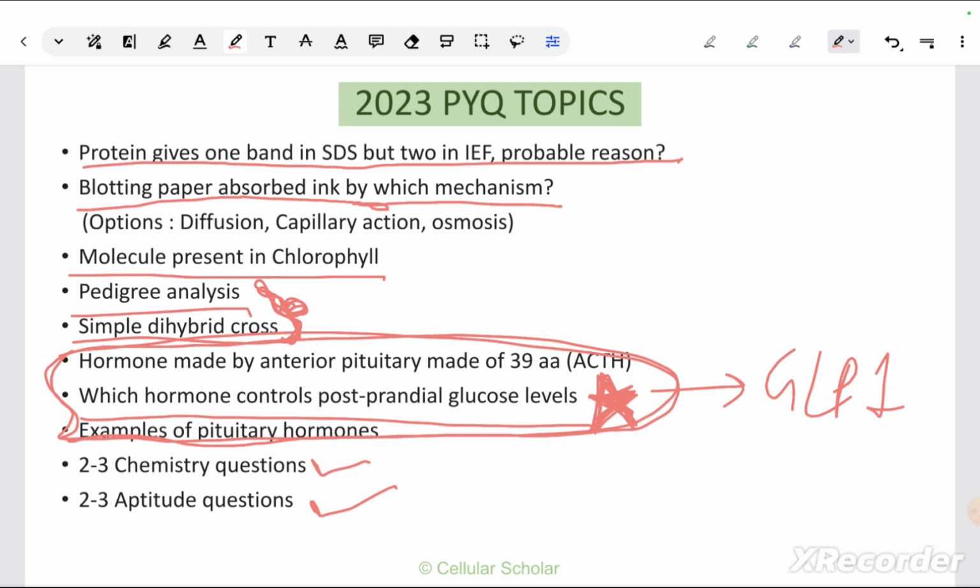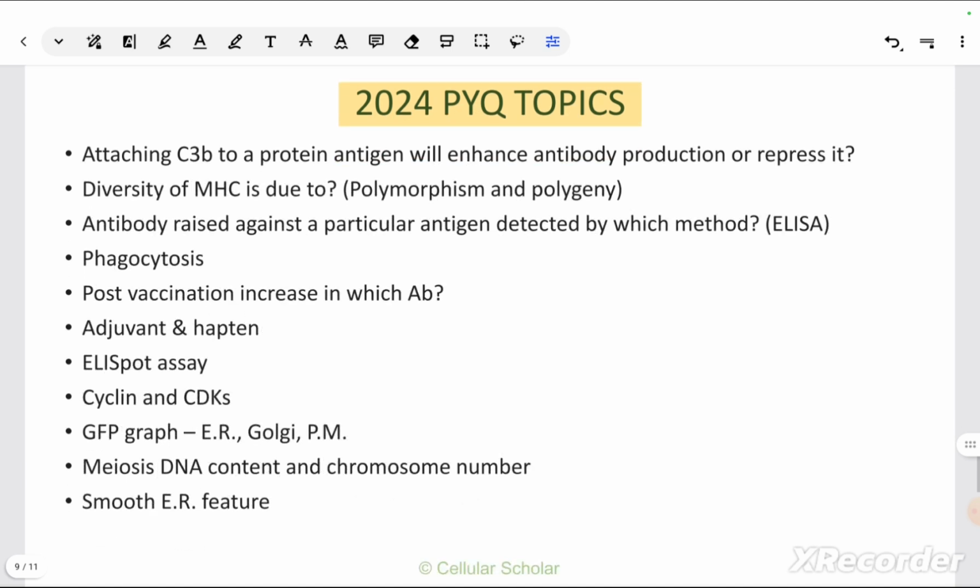I don't remember the exact question, but aptitude questions are quite easy. So if you have solved CSIR part A questions, you might be able to do these questions as well. Now 2024, I don't have a lot of questions, but whatever I have mentioned, you can refer to both these 2023 and 2024 questions, and again prepare whatever topics encompass these topics.